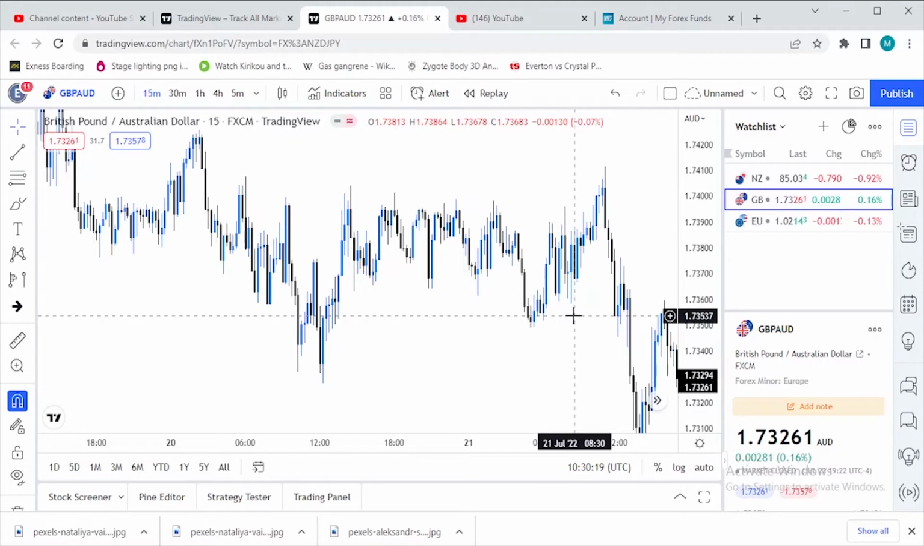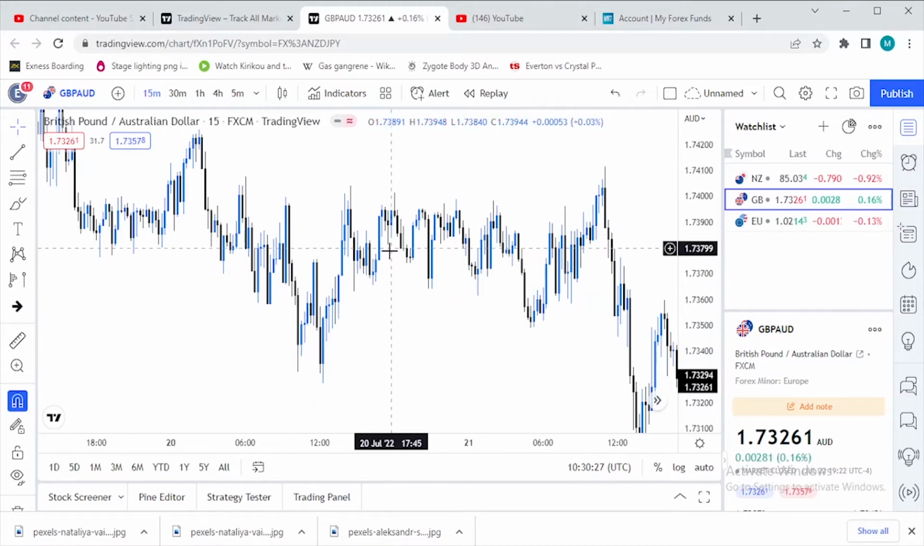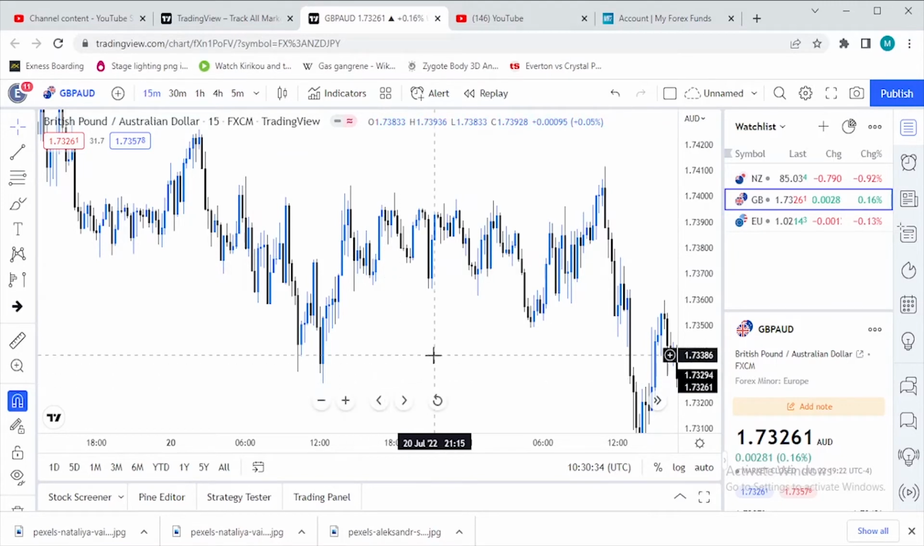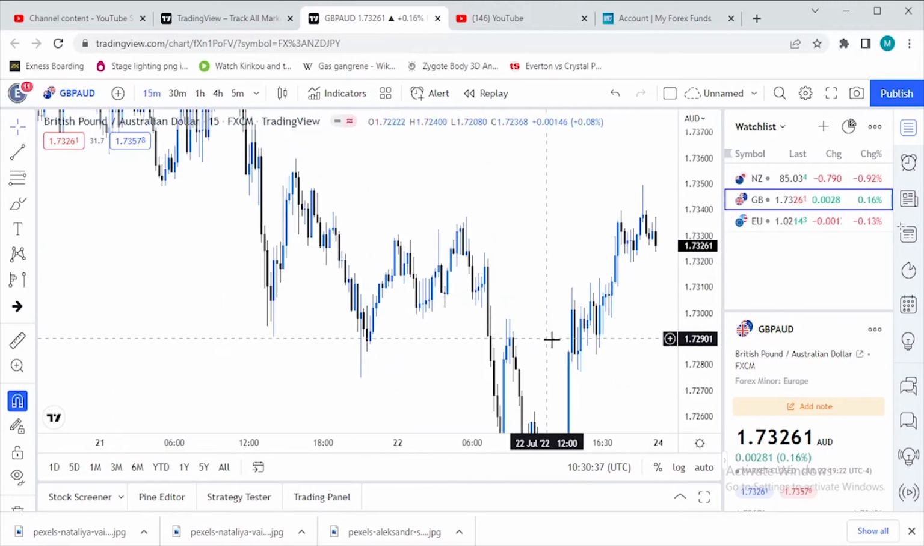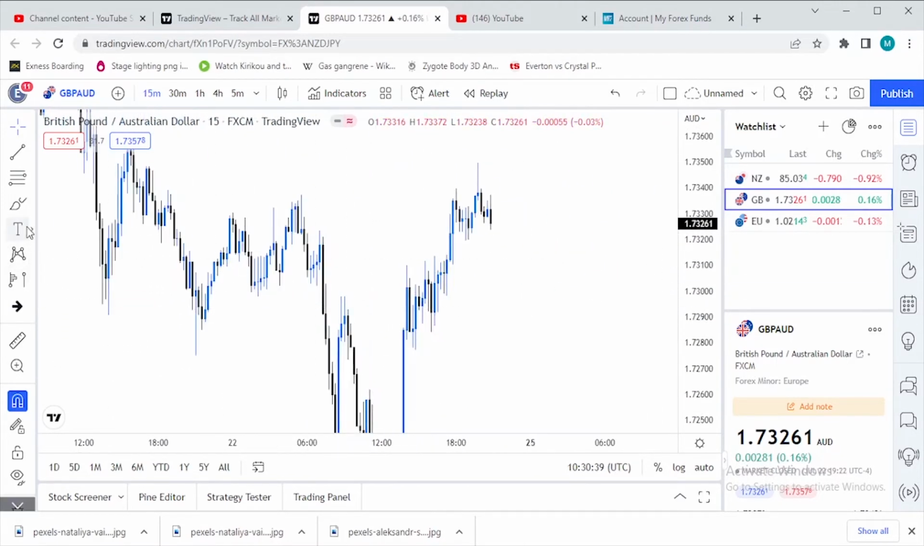Any currency that has JPY in it, we're going to calculate the pip value differently. But first, let's calculate currency pairs without JPY. So with this case study, let's use GBP AUD. Right here we can see GBP AUD trading at 1.73261. So the first four figures after the decimal point are of concern to you when you're trading a currency pair that does not involve JPY. With JPY pairs, you should look at the first two digits after the decimal point.